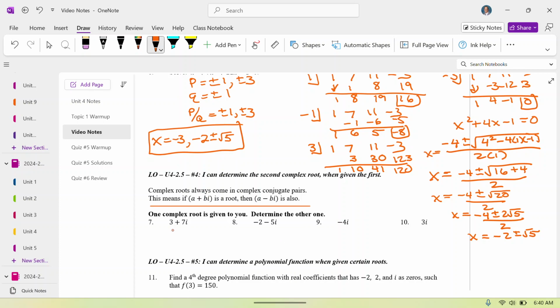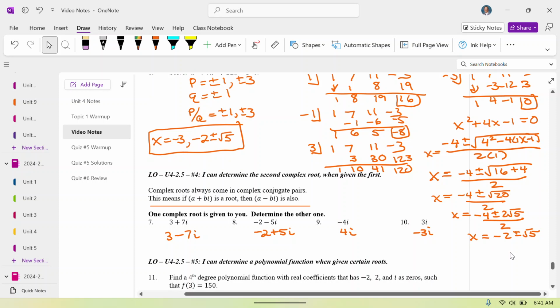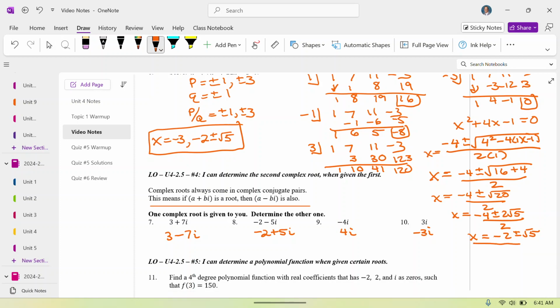So for example, if they tell you 3 plus 7i is a root, then you know 3 minus 7i is also a root. If negative 2 minus 5i, then negative 2 plus 5i is a root. If negative 4i, then positive 4i. If 3i, then negative 3i. So if you have complex roots, they come in conjugate pairs because of the fact that you use the quadratic formula to find those roots.